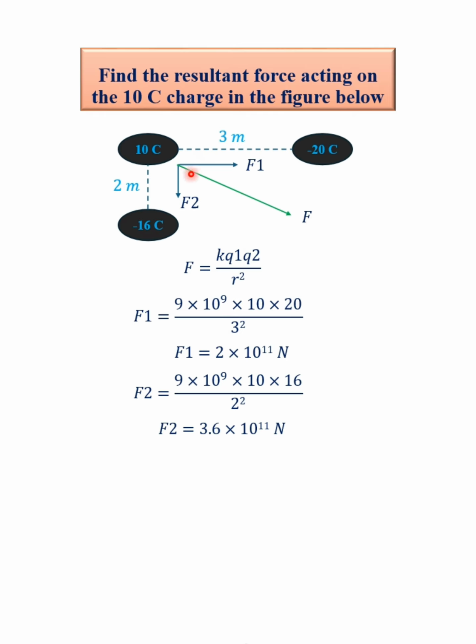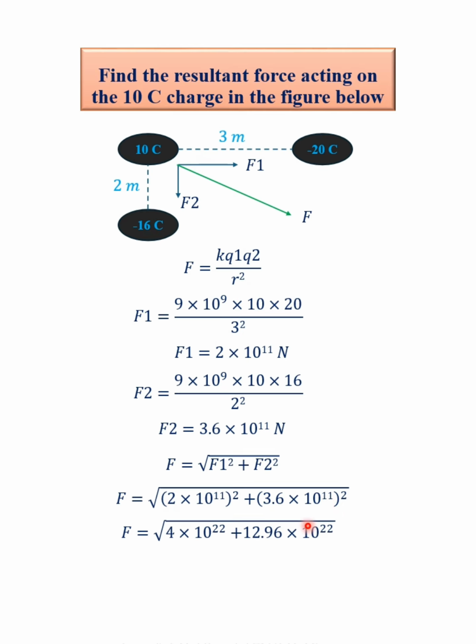If you look at this, we have a triangle at the top. We also have a right angle triangle at the bottom. It means we can solve for F using the Pythagoras theorem. According to the Pythagoras theorem, F will be the square root of the square of the two forces F1 and F2. So if we put the values, F1 is 2 times 10 raised to power 11, we square that, plus 3.6 times 10 raised to power 11, we square it.